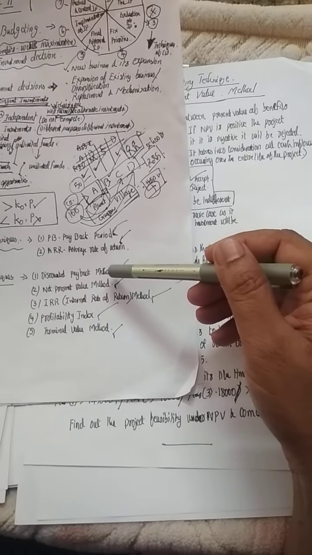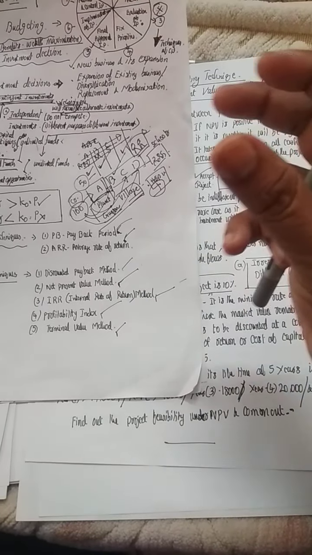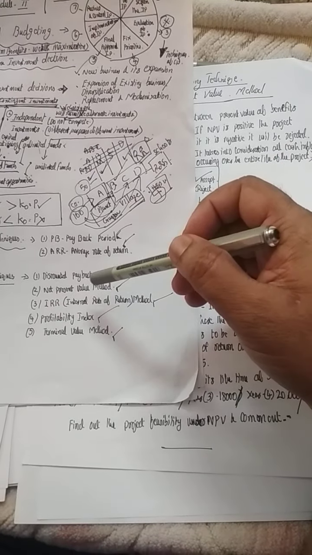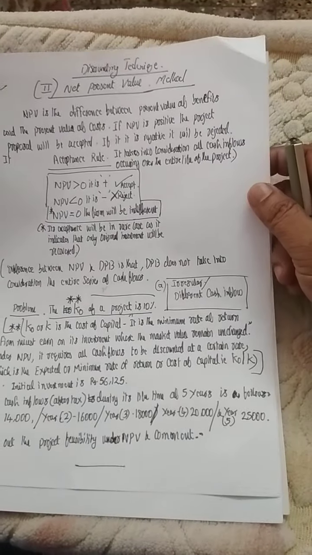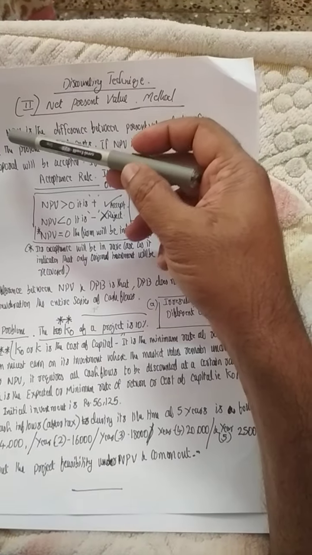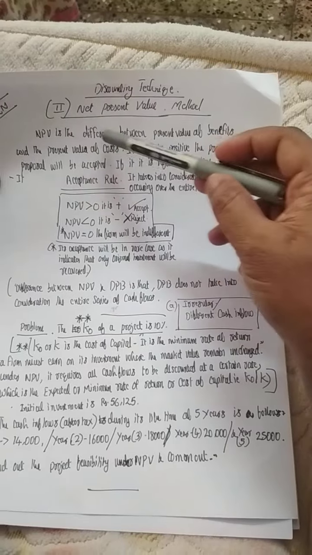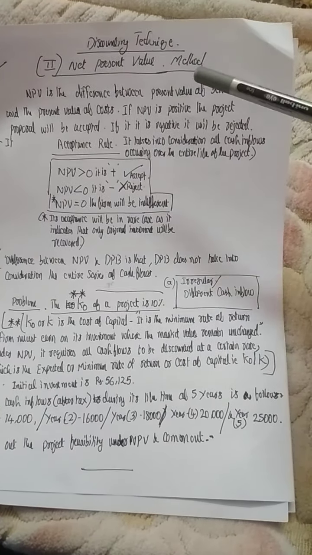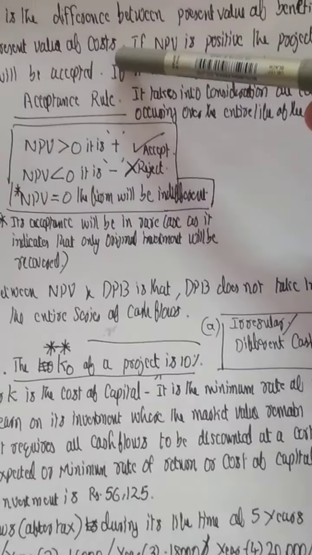In case of the discounted payback method, the years will be around 5 or 6 years estimated, but in net present value the entire series of cash flow will be given. Now what is net present value? It is actually similar to the discounted payback method. From the name itself it is clear, it is defined like this. Net present value is the difference between present value of benefits and the present value of cost.